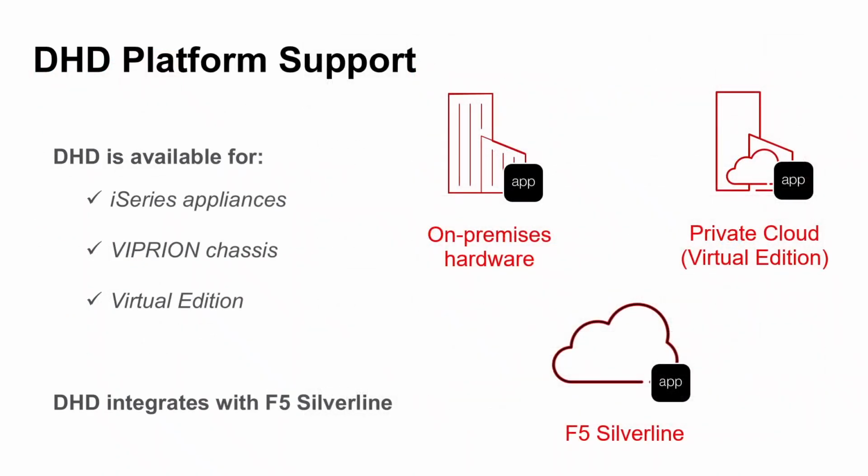F5 DHD is supported on all of F5 hardware and software. It's supported on the i-series, VIPRION, and the virtual edition, which can be deployed on-prem or on private cloud, and it can integrate with F5 Silverline to provide complete DDoS protection against all types of attack. In this case, we call it hybrid deployment because the DHD will only reroute the DDoS traffic to Silverline if it's going to saturate or utilize our bandwidth for our uplinks.